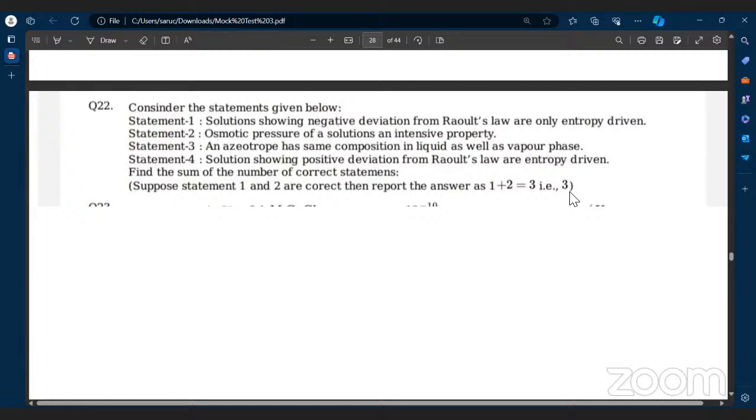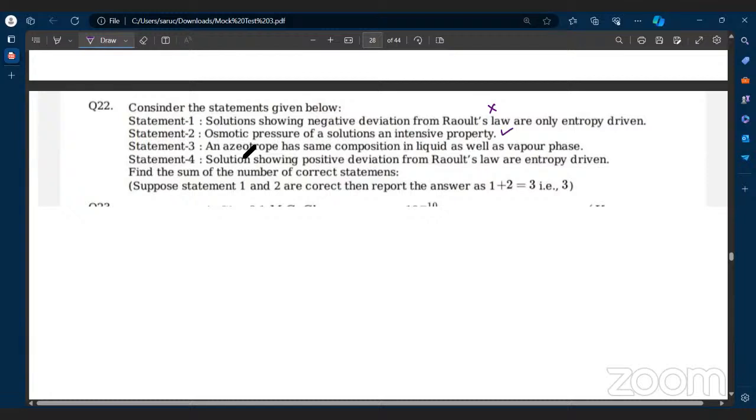First statement is wrong. Solution showing negative deviation from Raoult's law is only entropy driving. Yes, it is false, incorrect. Osmotic pressure of a solution is an intensive property. Is it an intensive property? It involves temperature, right? Pi is equal to CRT, concentration, temperature. So it is an intensive property.